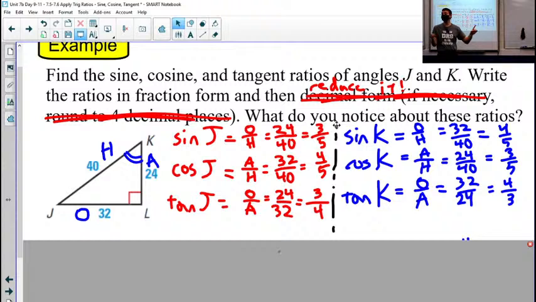All right, take a couple minutes, and I want you to try the next one. You're going to do the exact same thing with angle J and angle K and get all 6 of those ratios. But now we're doing it with a new triangle. On this one, the numbers are smaller, so reducing the fraction should be easier than it was on this one. The fractions are going to be divisible by 2. That's how you're going to reduce them.